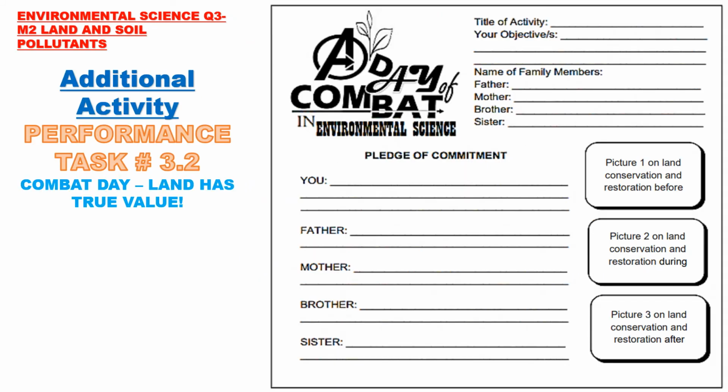So this will be your format for the additional activity. Title of activity, next your objectives, name of family members, your father, mother, brother, or sister, and then you're going to write your pledge of commitment. First, ikaw, your pledge of commitment, followed by your father's pledge of commitment, mothers, your brothers, and your sisters. So, you also put here picture 1 on land conservation and restoration before, picture 2, land conservation and restoration during, and then picture 3, land conservation and restoration after.